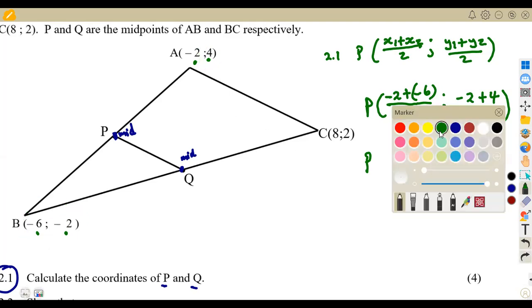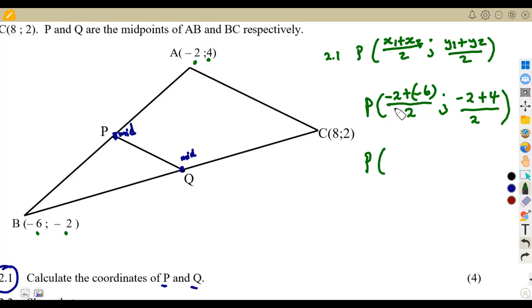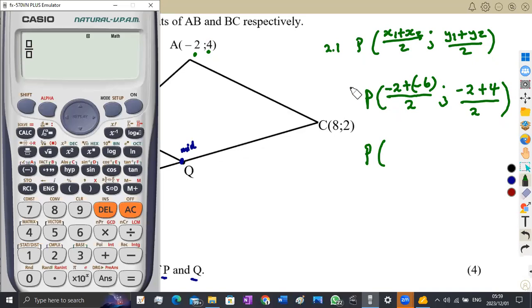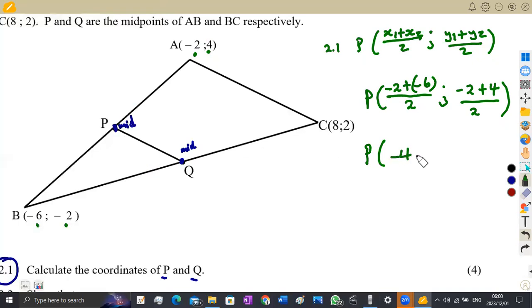Okay, so at the end, what are we going to have for our P? If we simplify this, it's going to give us -4 in that case. Or you can just put this in our calculator so that we can see. Just put a fraction. So this is -2 plus -6, so we're going to plus, then we subtract 6 like this. So it's -6 everything over 2. This is going to give us -4.